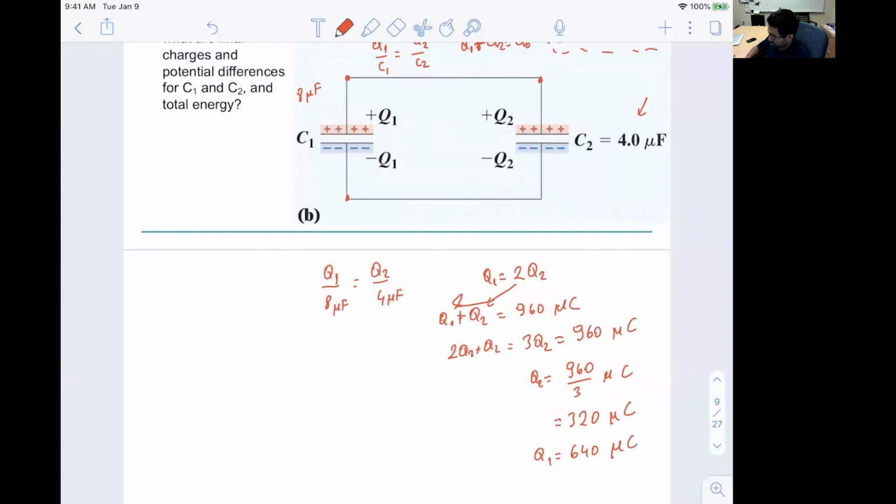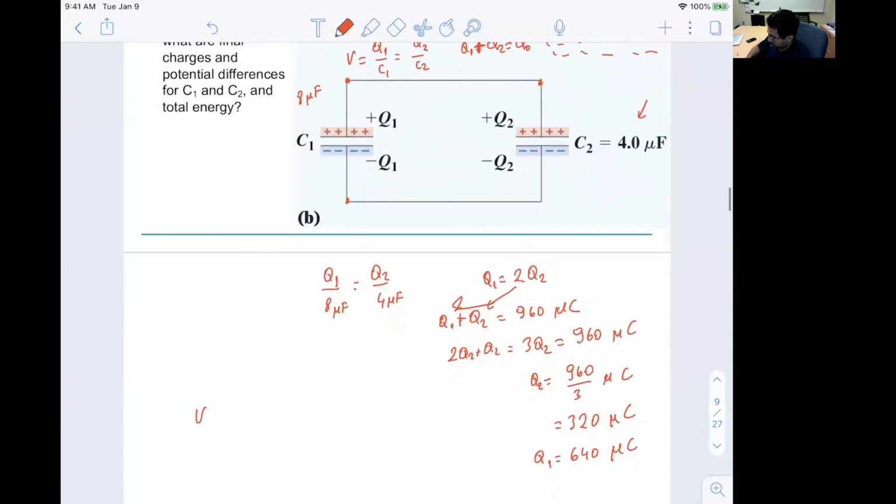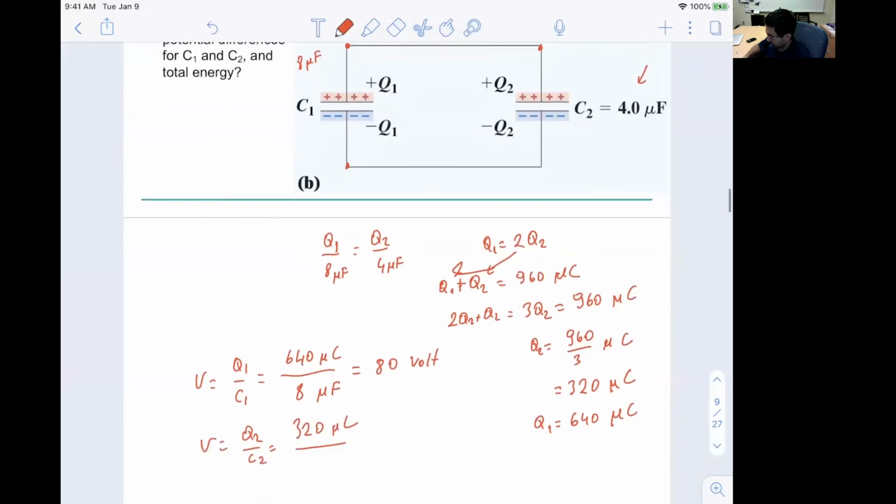And the potential for these devices is Q1 divided by C1, you can use any of them. 640 microcoulomb divided by 8 microfarad is going to be 80 volt. You can do the same thing with Q2 if you want to double check: 320 microcoulomb over 4 microfarad, 80 volts. Okay.